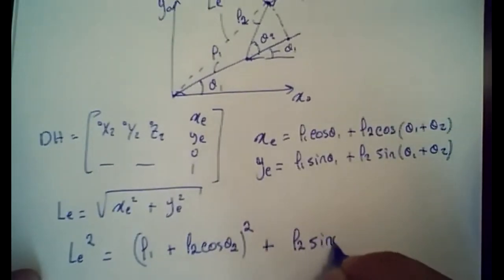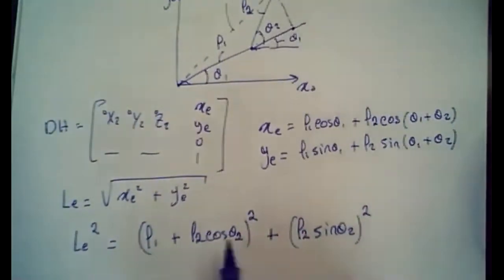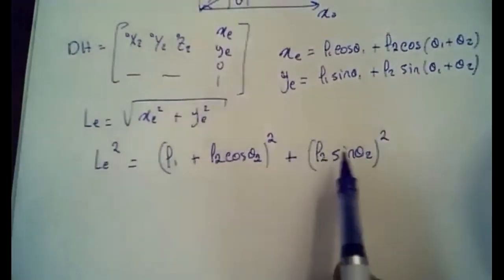L2 sine theta 2 squared. L2 sine theta. Exactly. So with this relationship, we can actually solve what? We can solve theta 2 directly. So here we have basically one equation that has theta 2.